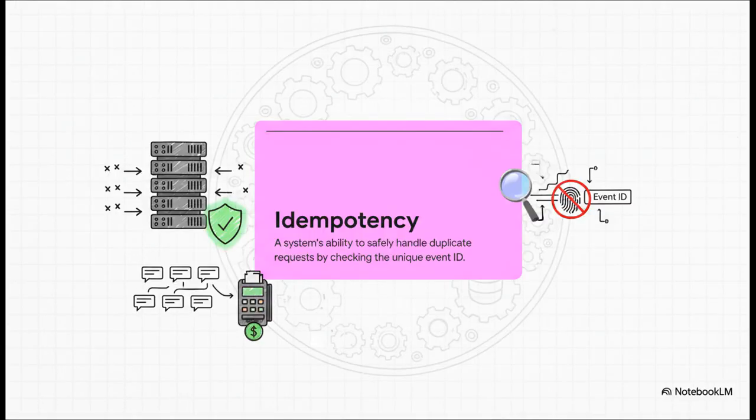And this brings us to a really important, kind of fancy-sounding word, idempotency. All it means is making sure your system can handle the same request multiple times without causing a problem. You really don't want to charge a customer twice, right? The solution is simple. Every event has a unique ID, and you just have to check that ID to make sure you haven't already processed that exact message before.